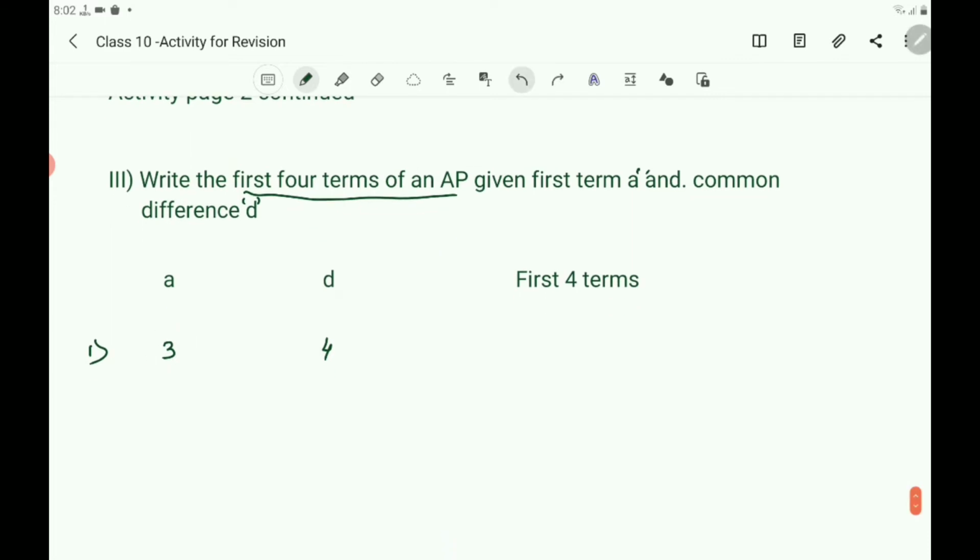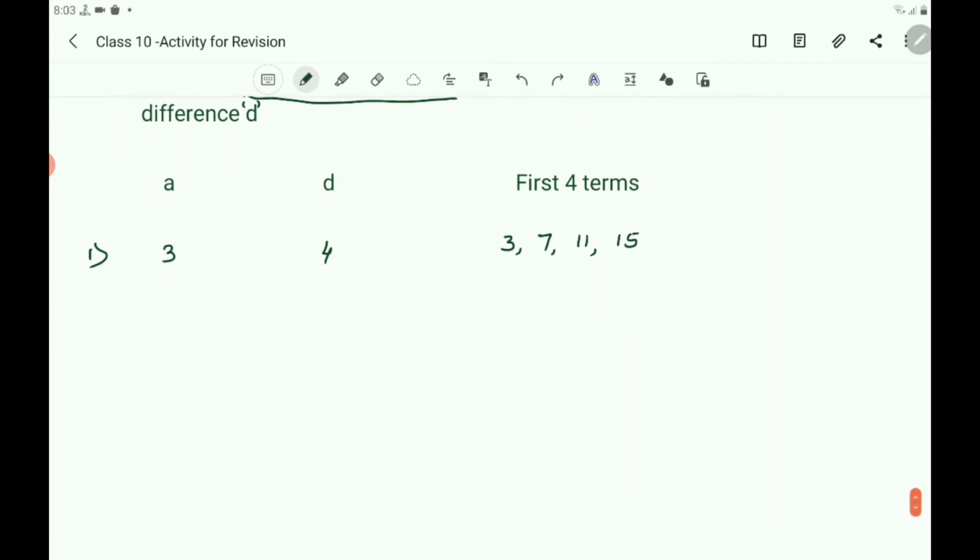So here you write the first term 3. Next term 3 plus 4, that is 7. And the third term is 7 plus 4, which is 11. And the next term is 11 plus 4, that is 15. So the first four terms of an AP with first term 3 and common difference 4 are 3, 7, 11, 15. Here you know that the common difference: 7 minus 3 is 4, 11 minus 7 is 4 and 15 minus 11 is 4. Here 3, 7, 11, 15 are the first four terms of an AP with first term 3 and common difference 4.